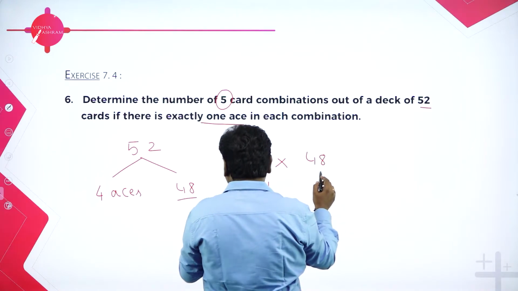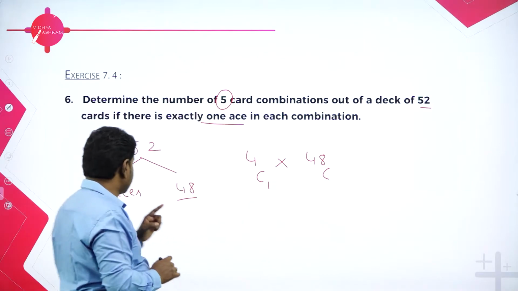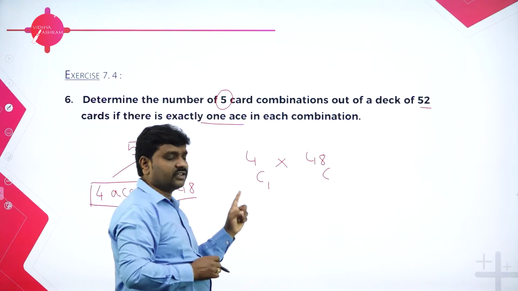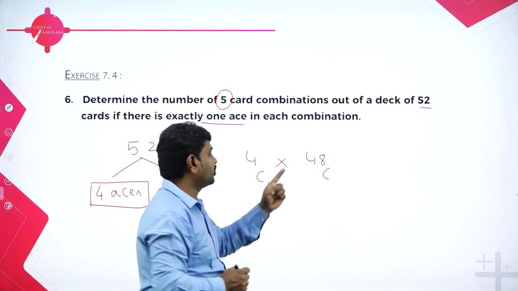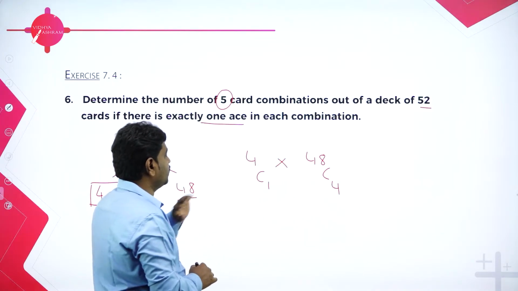If you want to select the remaining 4 cards, only one ace you should select. So if you want to select an ace, you should pick from this heap. So out of 4 aces, one ace can be selected in 4C1. Remaining total 5 cards you need. So remaining 4 more you should select from non-aces, 48C4. So this is the format.